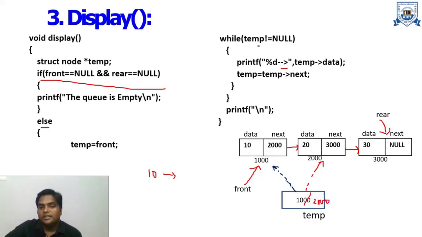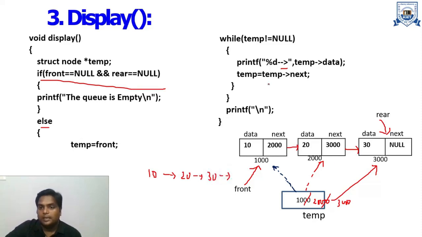Now again we check temp is not equal to null. Yes, the condition is true. Then temp to data is what? That is 20. Now this 20 will be printed. Again temp is equal to temp to next. So now the value of temp is 3000, and temp is pointing to this particular memory location. Again we check whether temp is null. No, temp is not equal to null. So again we print the data, that is 30.